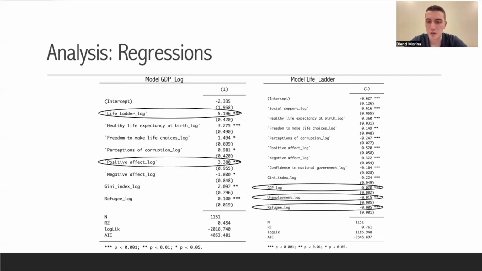Here we have some ambiguous situations. For example, the variable negative affect, which is the average sadness of a population in a country, has a positive impact on the life ladder.